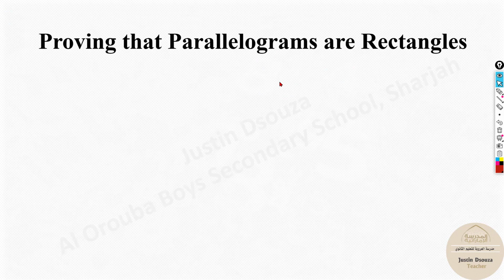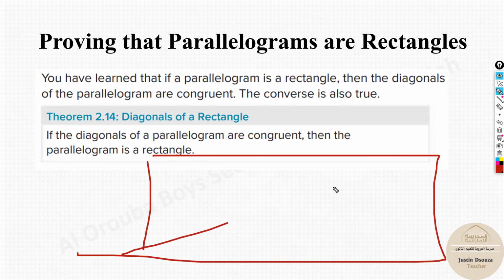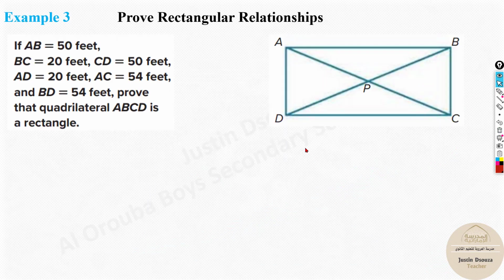Now we will be proving parallelograms are rectangles here. You need to just remember a few things. One of the theorems: if the diagonals of a parallelogram are congruent, then the parallelogram is a rectangle. This is one important thing. If it's a parallelogram, the diagonals are congruent only for a rectangle. It's not the other way around. So if we find this diagonal and this diagonal equal, it is a rectangle. That is what we need to do.